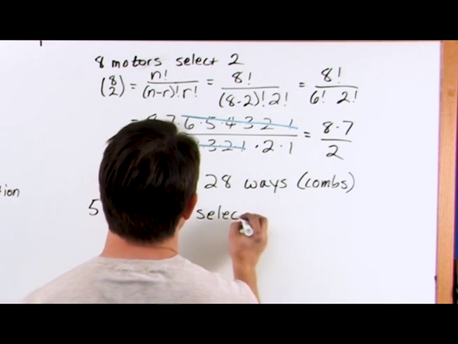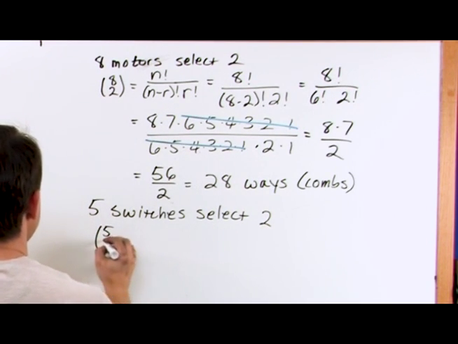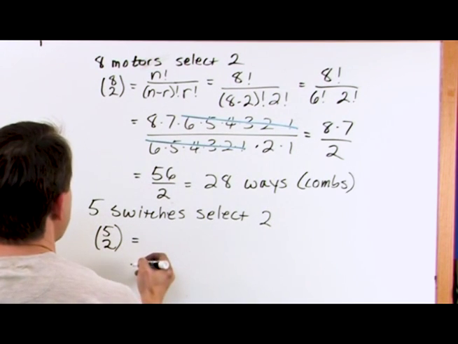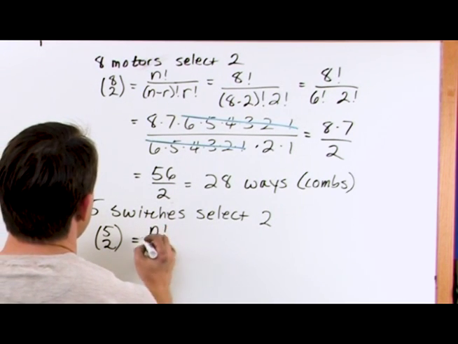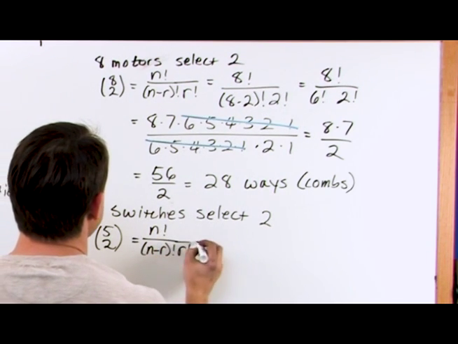Select 2 at a time. Okay, so it's going to be the same story. 5 switches taken 2 at a time. Let's see how many ways we can do that. Okay, so you're going to have n factorial over n minus r factorial times r factorial.